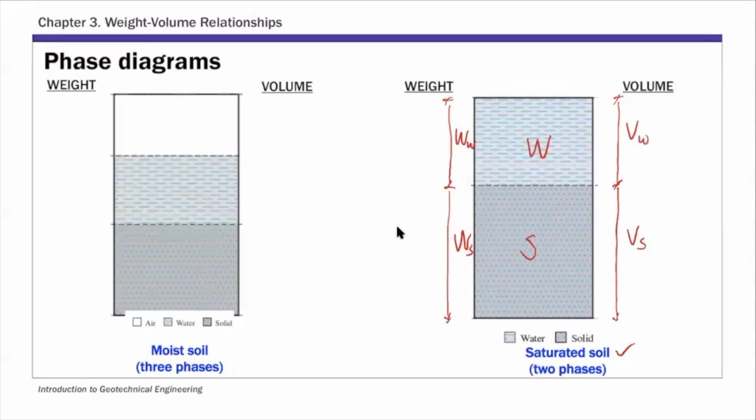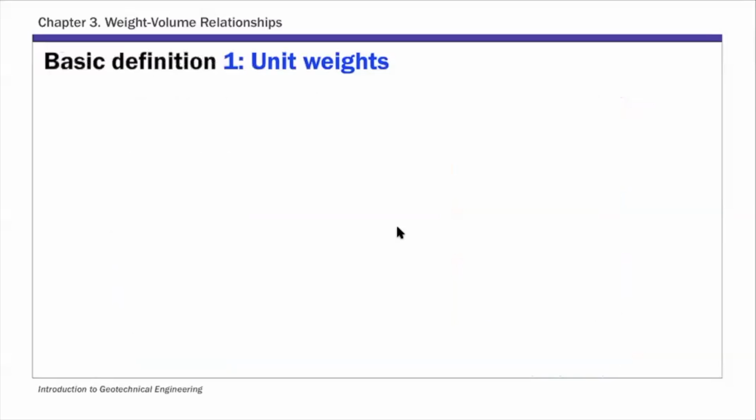And when you're solving weight-volume relationship problems, you need to first identify if that soil is moist soil or saturated soil. That will determine how many phases you should use on your phase diagram. Okay. So that's phase diagram. As I mentioned in the beginning, phase diagrams basically give you the weights and volumes of each phase in the soil. And then we use the phase diagram to develop weight-volume relationships.